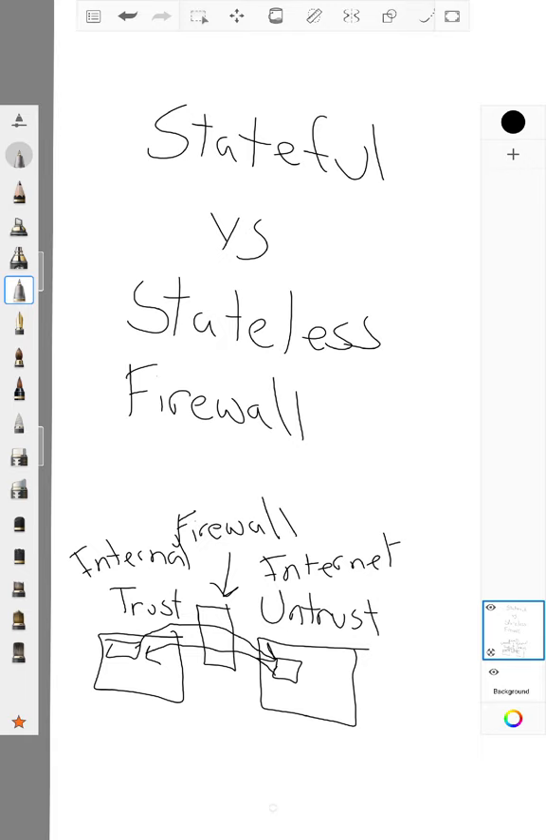So the main difference on stateful versus stateless is stateful allows connections coming from the untrust zone back to the trust zone in the same sort of session, and the stateless firewall does not. It doesn't look at your session. It doesn't care about anything like that. You have to make that rule to allow it in.